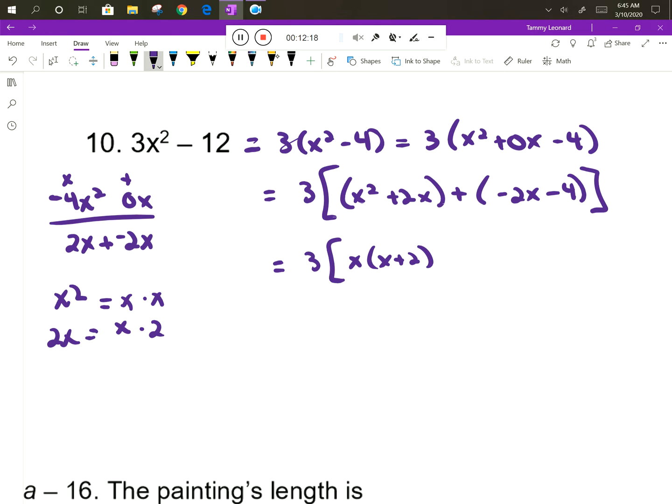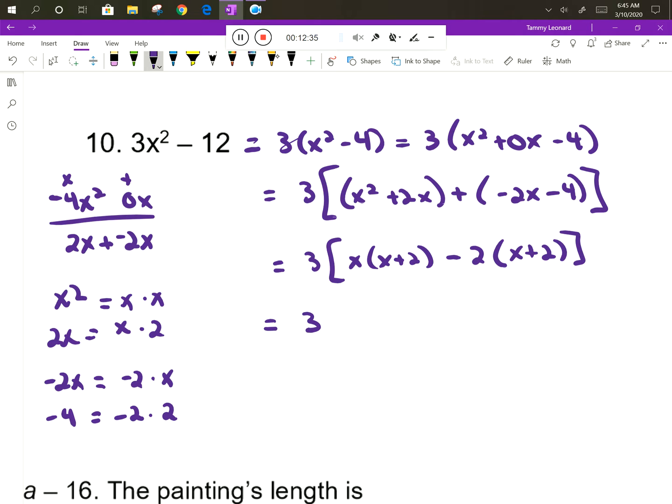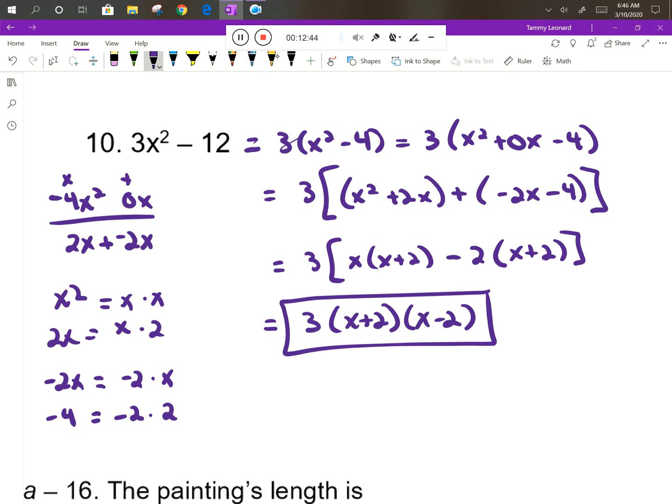parentheses. Negative 2x and negative 4 have a negative 2 in common. The top needs to be multiplied by x and the bottom by 2. So we can factor out a negative 2 and leave x plus 2 in parentheses. We have the 3 that we factored out in the beginning, the x plus 2, that's the binomial they share in common, and the x minus 2 that's left behind when we factor out that binomial GCF.